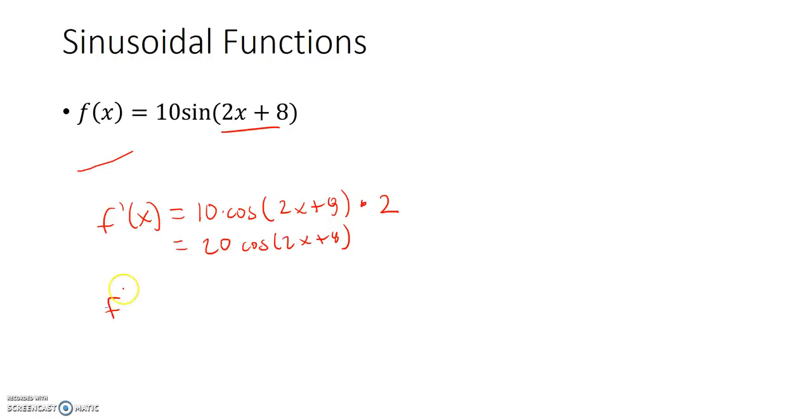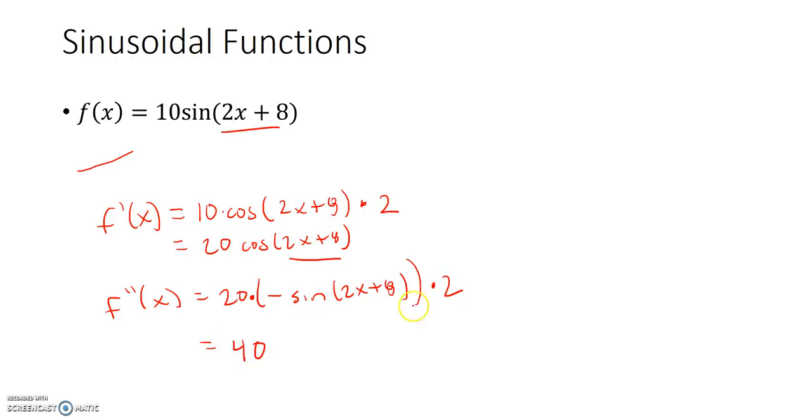Now the derivative of that function: we know that the derivative of cosine is negative sine, so we have 20 times the negative sine of the guts, multiplied by the derivative of the guts, which once again is going to be 2. If I simplify this a little bit just to make it look cleaner, 20 times 2 is 40, and multiplied by a negative makes that negative 40 times sine of 2x plus 8.